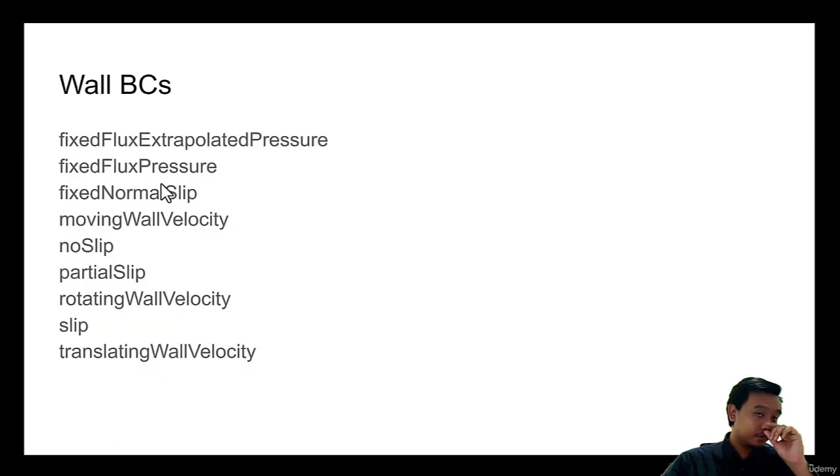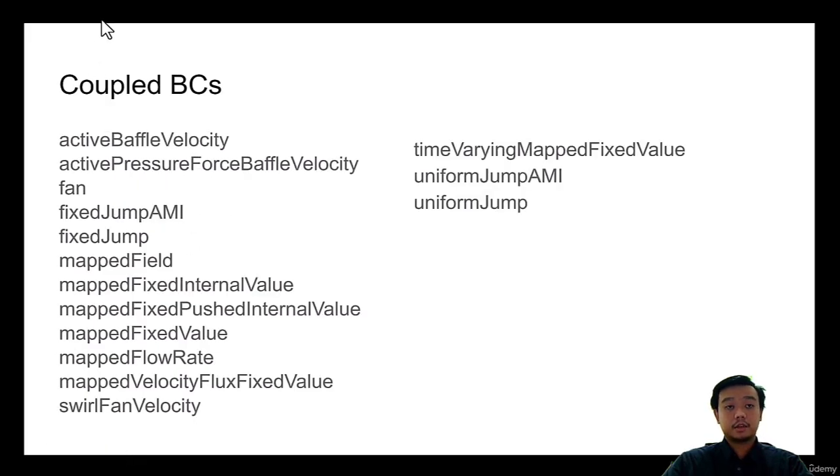This is also the same for the wall boundary conditions, which usually we use the no slip condition and the slip condition, and also moving wall velocity, like in our first video. And then we also have coupled boundary conditions if you want to map some region to another region. Let's say if we want to use a bevel velocity, or maybe map the fixed value, or we have some jump and anything like that. But it is sometimes used for more advanced simulations.